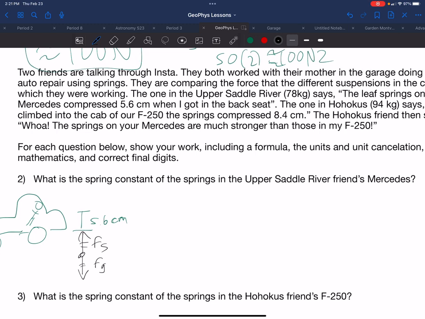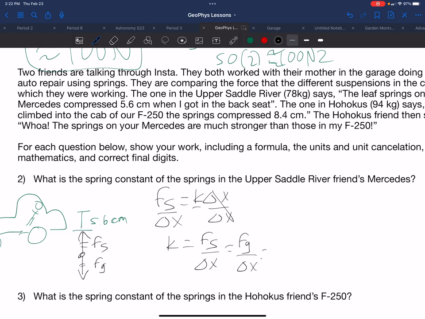So if we want to know the spring constant, we start with our Hooke's law. Force of the spring is K delta X. We want the spring constant by itself, so to get rid of the delta X, we would divide both sides by delta X. Delta X divided by delta X is 1, so we're left with the spring constant is the force of the spring over delta X.